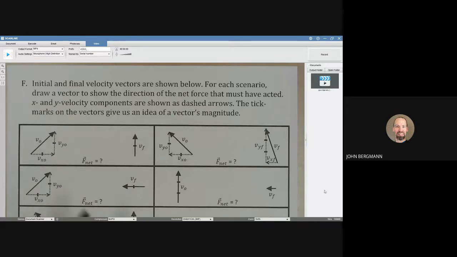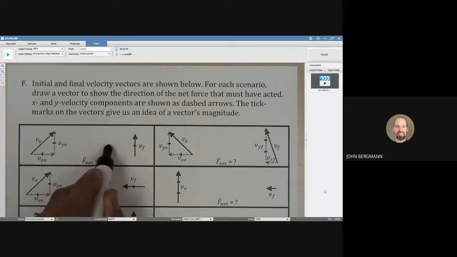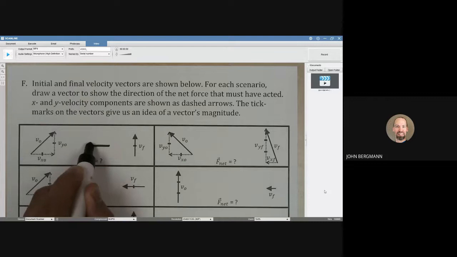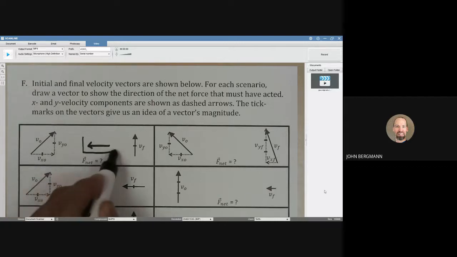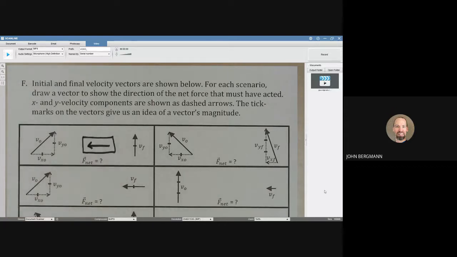So here's what I'm seeing. Initially, there's velocity in the x direction, and at the end, there isn't at all, which means there must have been a component of the force that has acted that way to, in effect, cancel this out. What about the y component of the velocity? That hasn't changed, has it? It looks exactly the same at the end as it did at the beginning, which means the net force didn't act in the y direction.